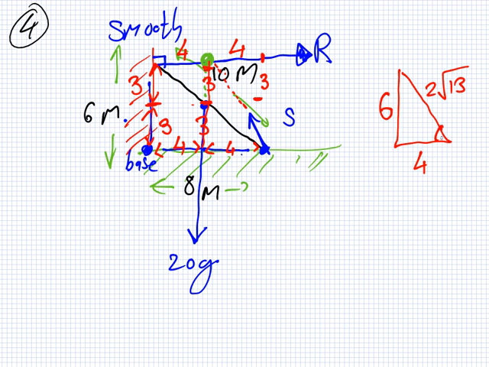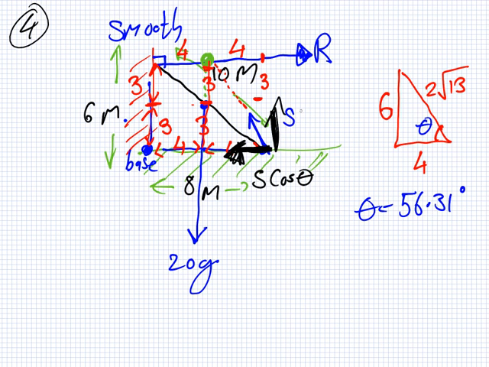Do we know this angle? Yes, we can know it. So if I calculate the theta here, theta equals tan inverse 6 over 4, which is tan inverse 3 over 2, which is 56.31 degrees. So you can have here, if I draw it in black, S cos theta, and here S sine theta, and here's our S.